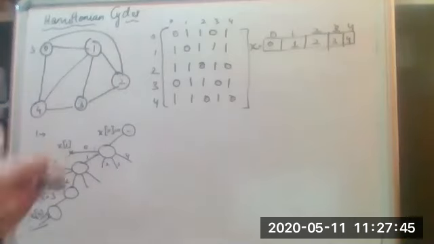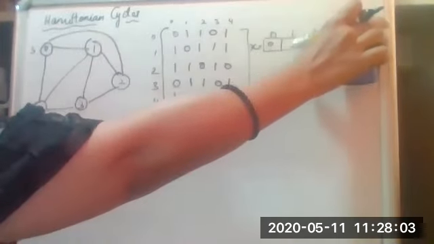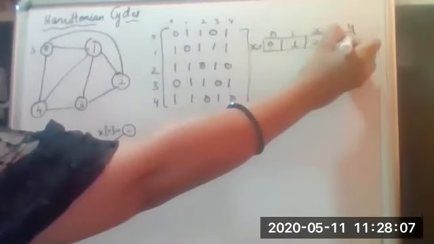Fine. After this, because we need to find out all the cycles, we try to backtrack. In that case, we assign this value as 0, or I should say, -1.